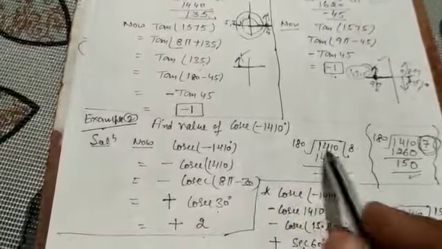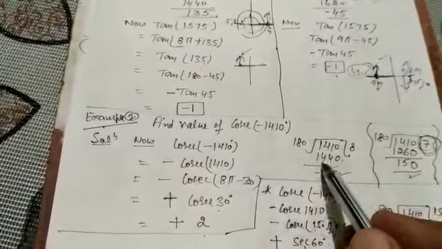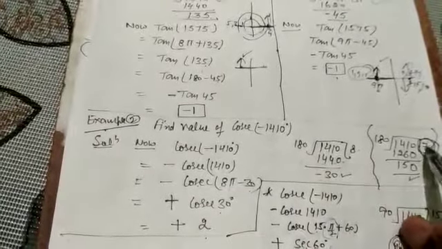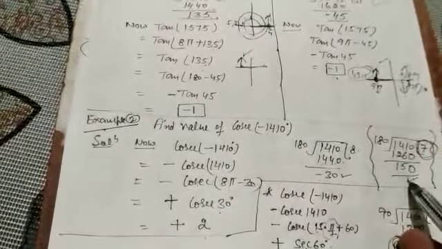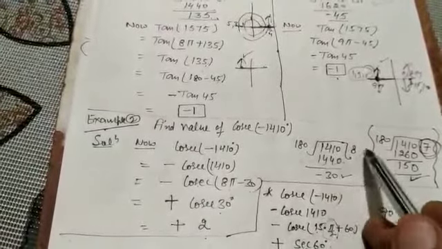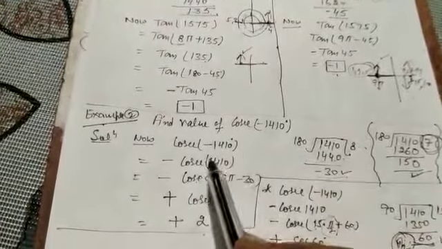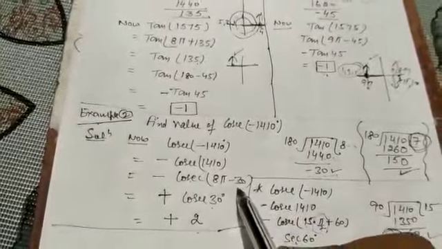Now 1410 again divide by 180, slightly greater than 7. If we divide it by 7, it is 150. Remainder is greater than 90. So we divide it by 8 and we get a remainder minus 30. So this can be written as 8 pi minus 30.